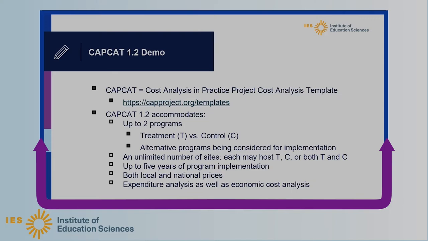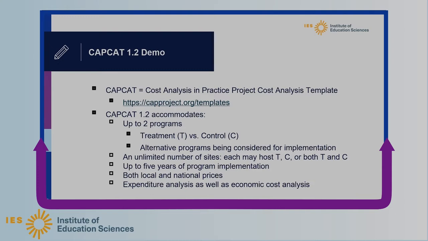Or there may be alternative programs that you're considering for implementation and need to figure out which one is least resource intensive. You can have an unlimited number of sites at which each program is implemented. So for example, you might have 24 treatment schools and 26 control schools. Each site can host both treatment and control participants if you have a crossover design. It accommodates up to 5 years of implementation, and you can actually go longer, but you'd have to extend the results table for costs by year.